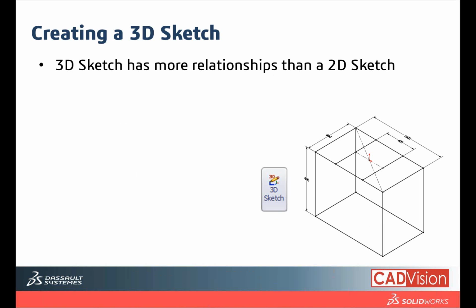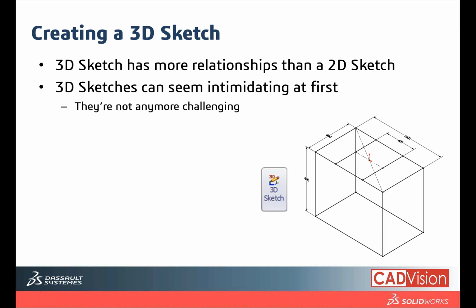A 3D sketch has more relationships compared to a 2D sketch, because in a 2D sketch you only consider two coordinates or two directions, but in a 3D sketch you need to consider three, which are the X, Y, and Z directions. So a 3D sketch might seem very complicated or complex at first, but once you have enough practice and have dealt with lots of 3D sketches, it's not actually challenging.